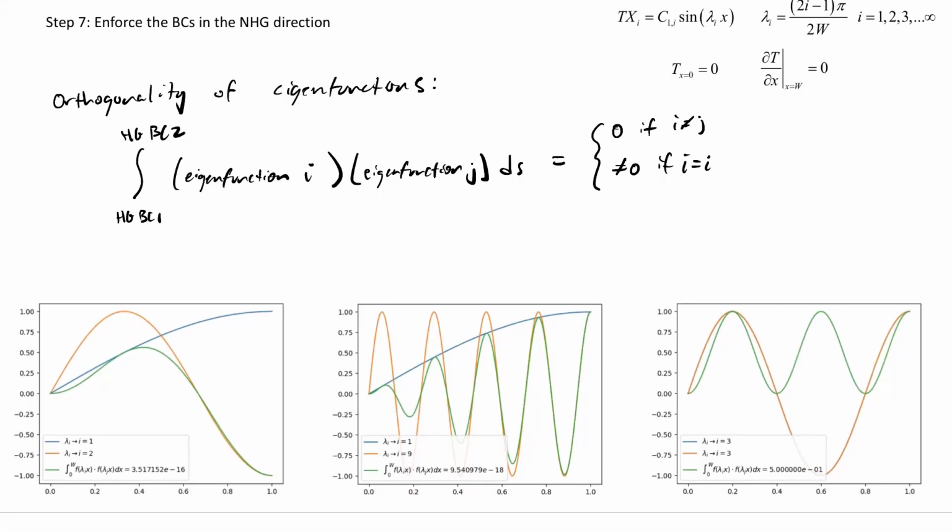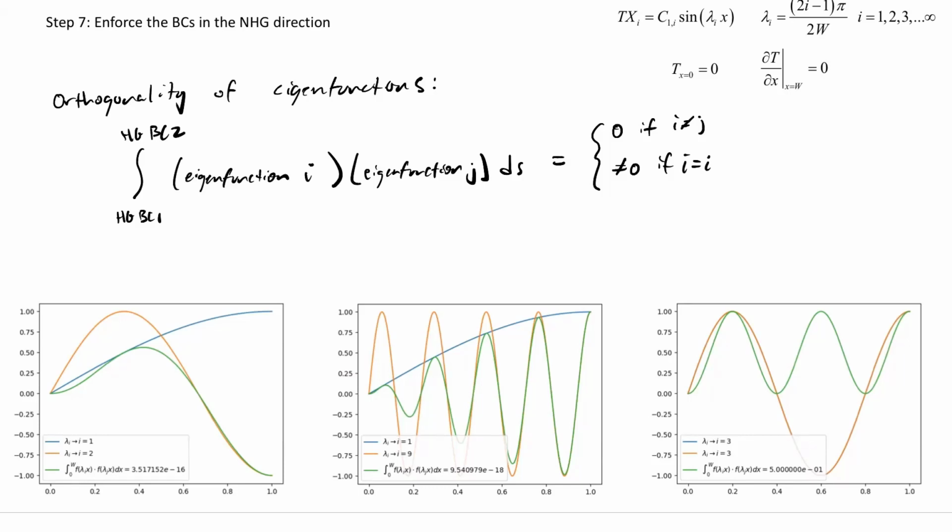Here's an example. It's really hard to see. The blue line shows if lambda i is 1, so this is the sine of pi over 2w. You can see it's following the sine profile, and we're integrating between 0 and 1. Then we look at i equals 2, the orange line, which is now twice the frequency. If I multiply those two things together, I get the green line. If I integrate the green line, it turns out I get 0.